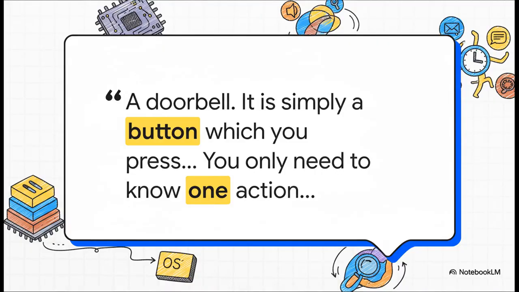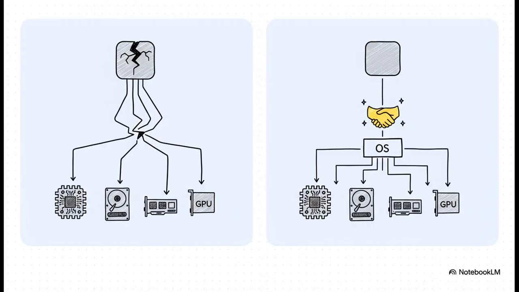So the operating system solves this with a really powerful idea called abstraction. And this quote explains it perfectly. When you press a doorbell, all you do is press the button. You don't know or care if it's hitting a physical chime or sending a signal to a smart speaker. The button is a simple, standard interface. The OS provides that same kind of simple interface for software. And the difference is just night and day.